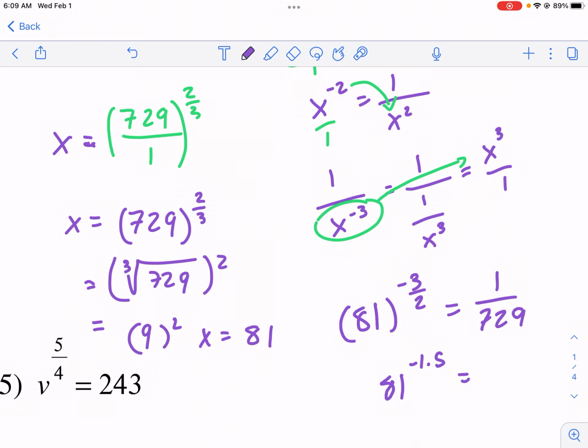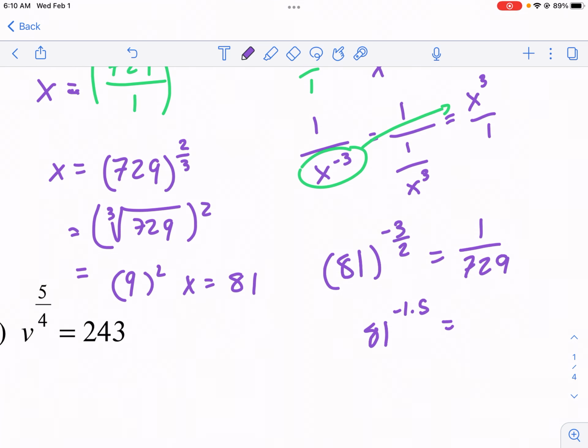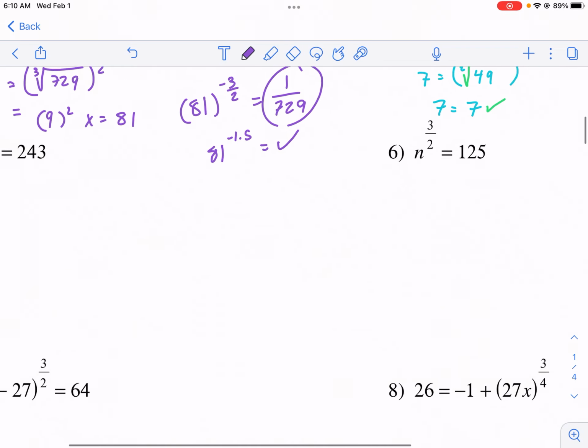Okay, convert it to decimal, just make it easier to type in. 81 raised to the negative 1.5. Okay, and what I saw is I got 729. So I know negative 1.5 is 1 over 729. So it checks out. Okay, it does equal. So that's checking for extraneous solutions.